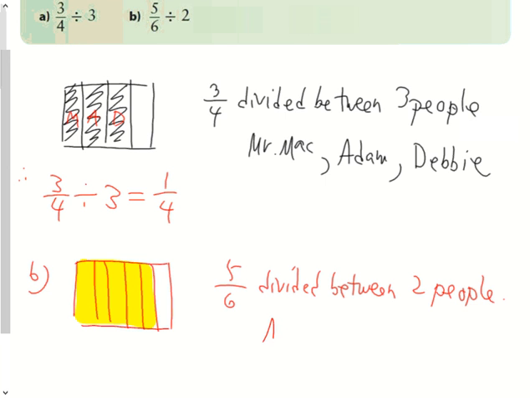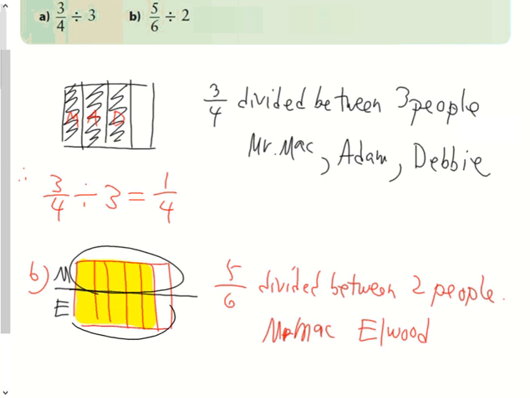This time it's going to be myself, Mr. Mac, and Elwood, if that's a real person's name. Mr. Mac and Elwood are going to share or divide it between the 2 people. So the easiest way to do it is to simply take this chocolate bar and cut it right down the middle. This will be Mr. Mac's part, and this will be Elwood's part. So the question is, how much does each person get?